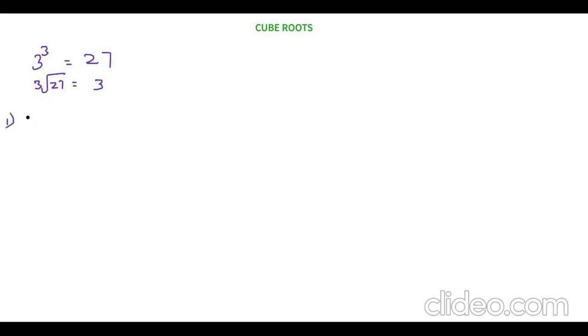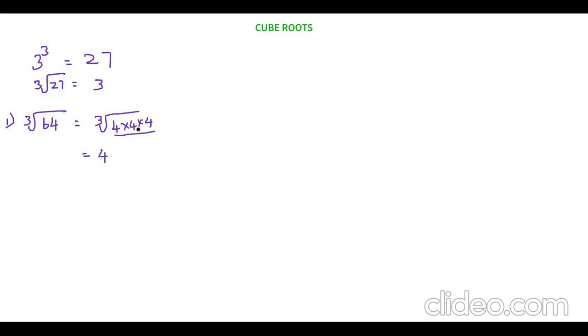Let's take a smaller number first. So cubic root of 64. Cubic root of 64 can be written as 4 times 4 times 4. Since there are 3 4s, we will take 1 4 outside. So the cubic root of 64 is 4.